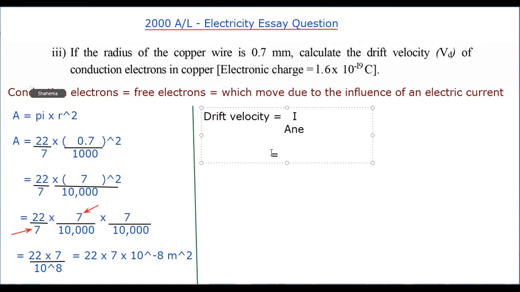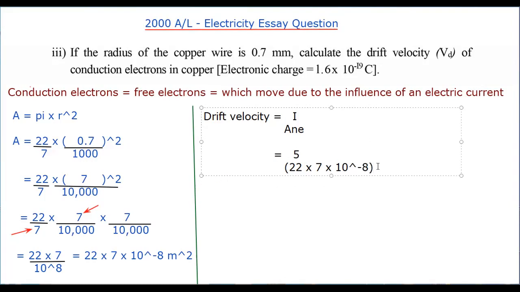As I remember, we have found the current as how many amperes here? 5 amperes. Yes, thank you, dear. 5 amperes. Cross section area, we know everything. Cross section area was found as 22 by 7 into 10 to the power minus 8. Am I right?